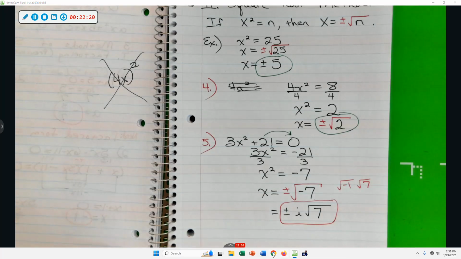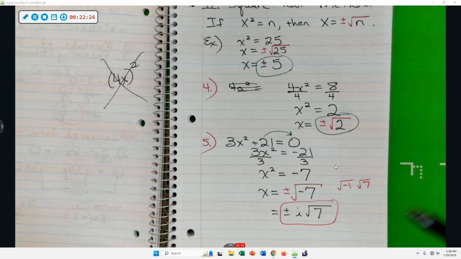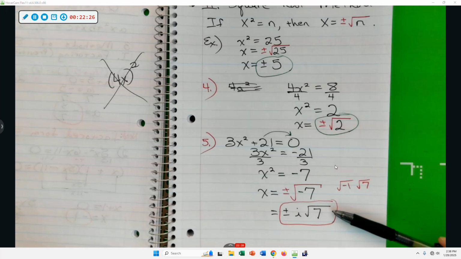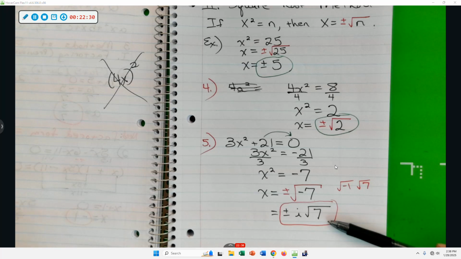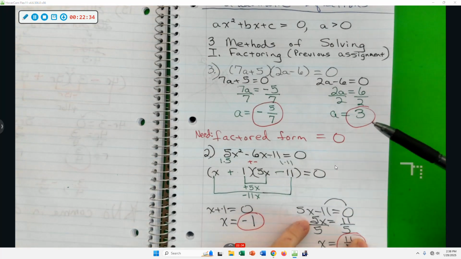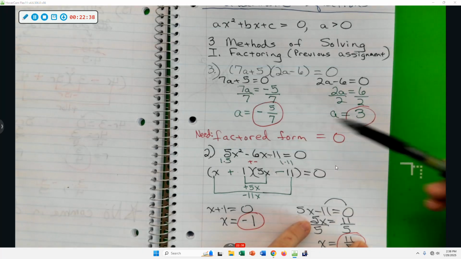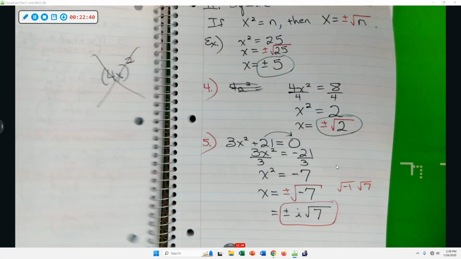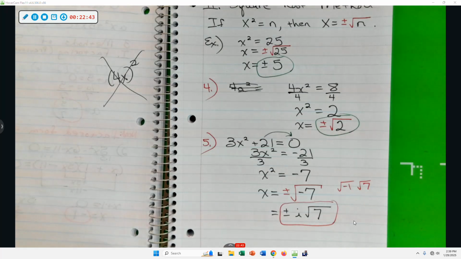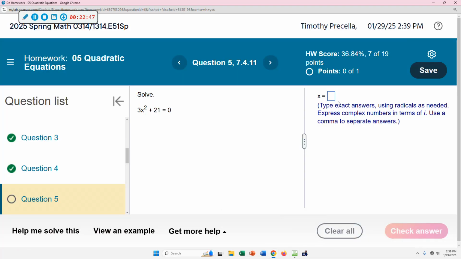The square root method, not only can it give you irrational solutions, it'll give you imaginary solutions as well. If you're going to be able to solve a quadratic equation by factoring, the solutions have to be rational numbers. No square roots and no i's. Any questions there? Let's go ahead and type in our answer.